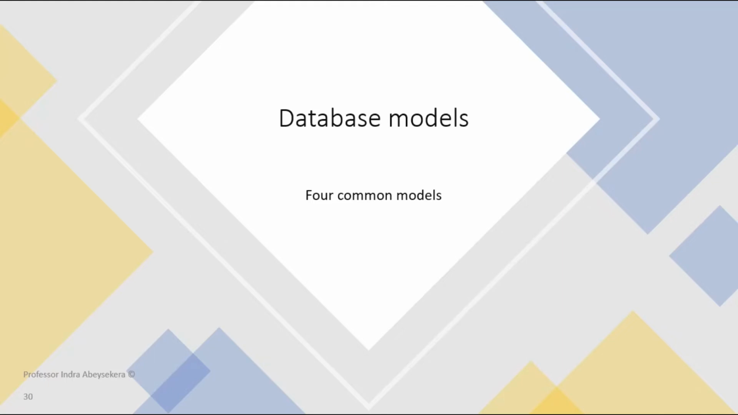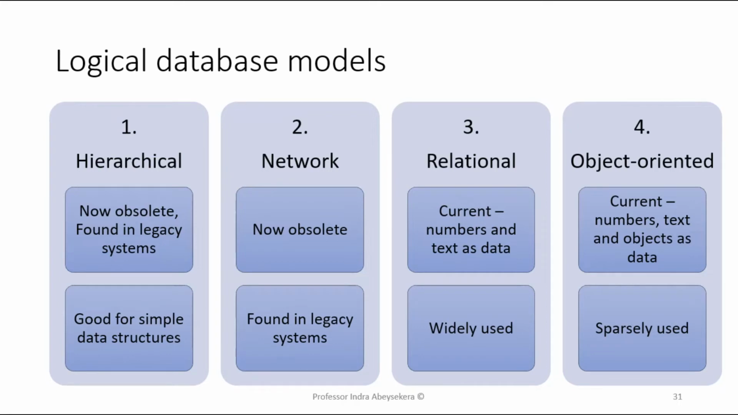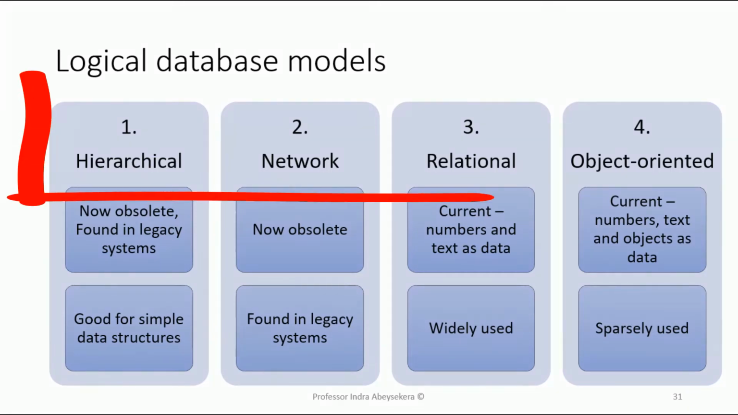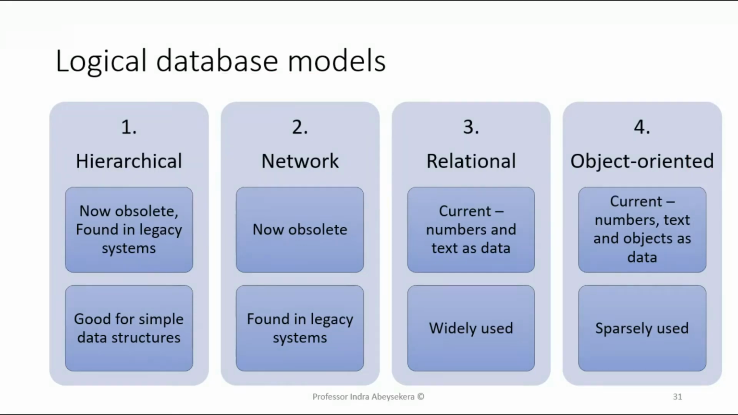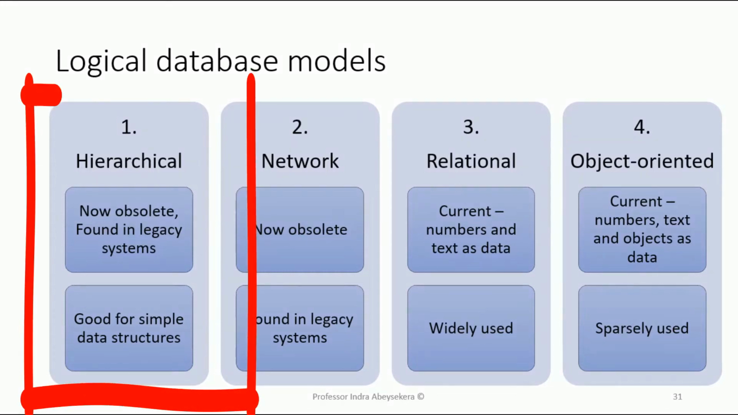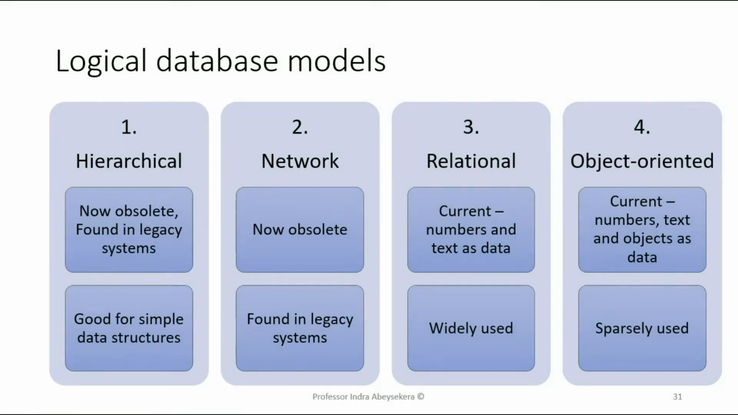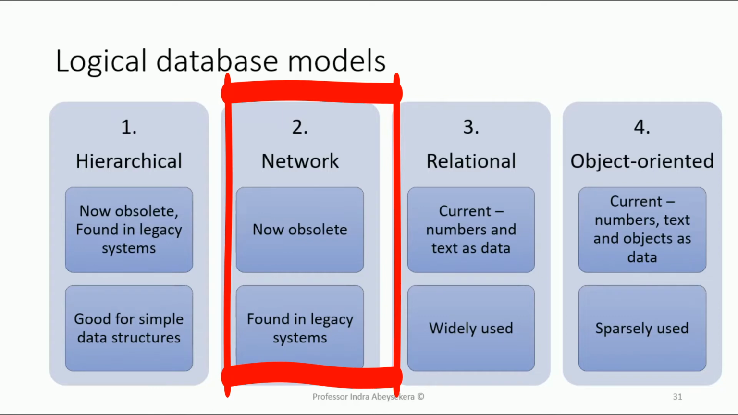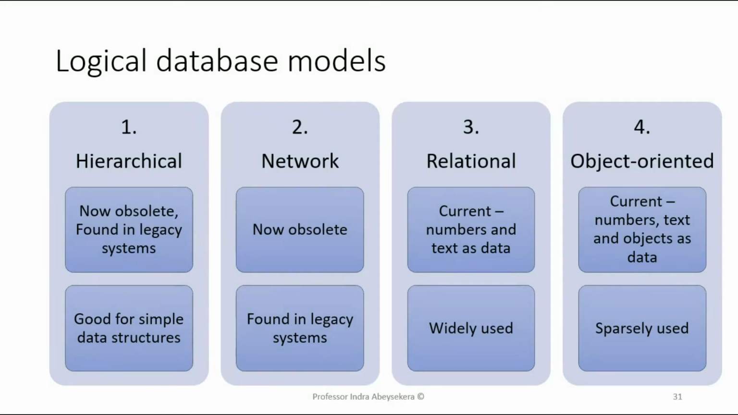When it comes to database models, there are 4 common models. These 4 models are hierarchical, network, relational, and object-oriented. The hierarchical database model is now obsolete. It's found in legacy or old systems, good for simple data structures. The network system is also now obsolete and found in old or legacy systems.